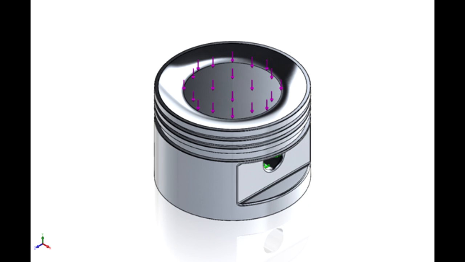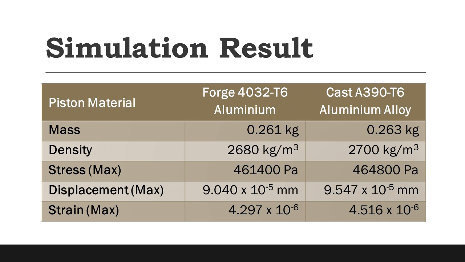So after watching the simulations, you may think that I am using the same material twice, but I'm not. I'm using two different materials. It shows how each material reacts to only 100 Newtons of force applied on the top of the piston. So here's the summary of these two materials after applying 100 Newtons on the top of the piston. Now let's start to read the table.